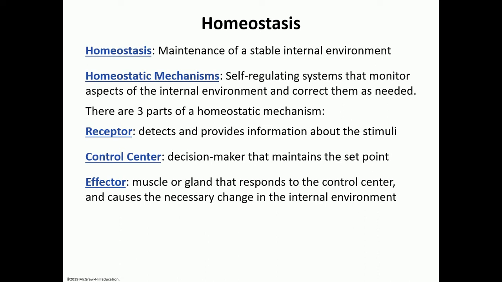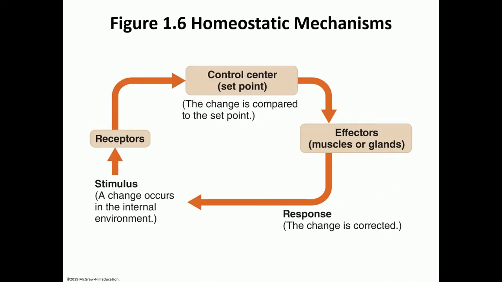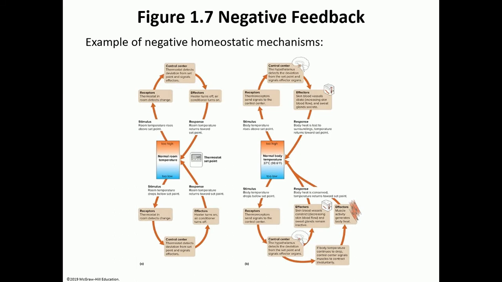So here again is an image showing you how the homeostatic mechanism works. There is a stimulus, which is a change in the environment, that will be picked up by the receptors. Now, when that receptor picks up the change, it'll send an impulse to the control center, and that control center compares it to your set point. And then it will send a signal to the effectors, which again are either muscles or glands, to produce a response in order to correct that change. So we had already talked about an example of the external stimulus. Now I want to talk about an example of a change of an internal stimulus.